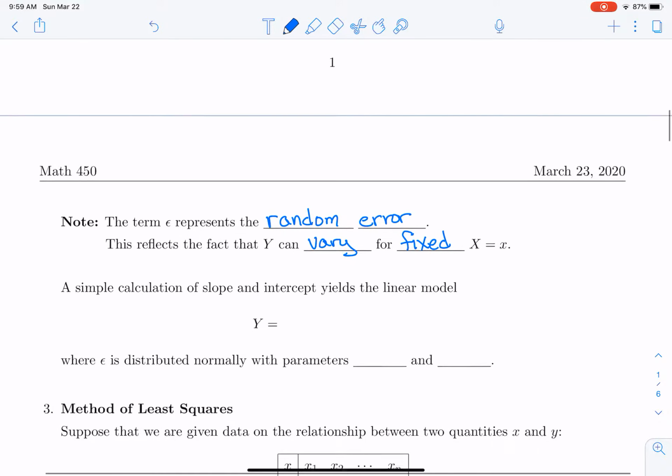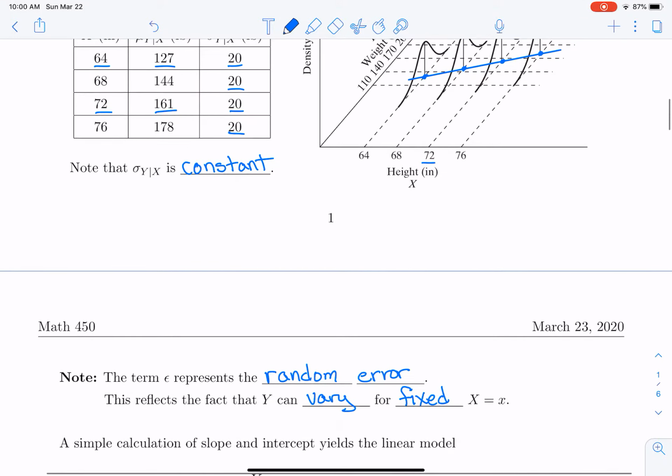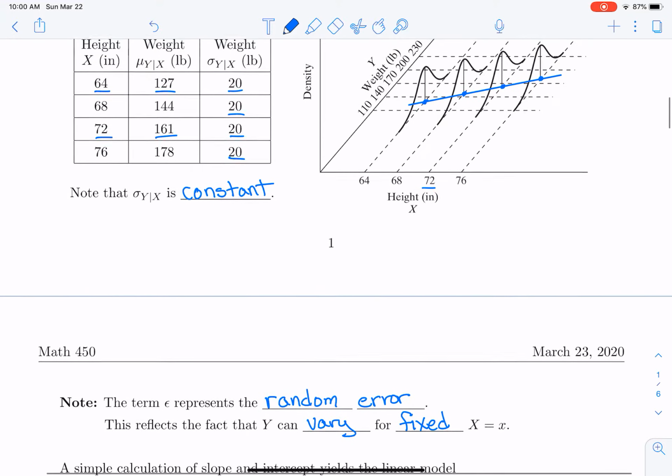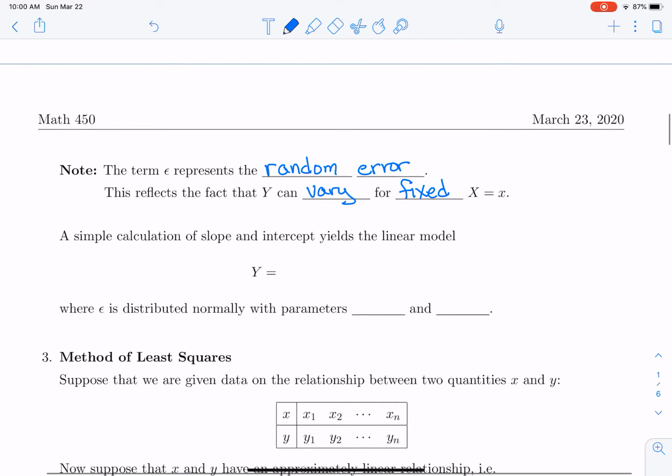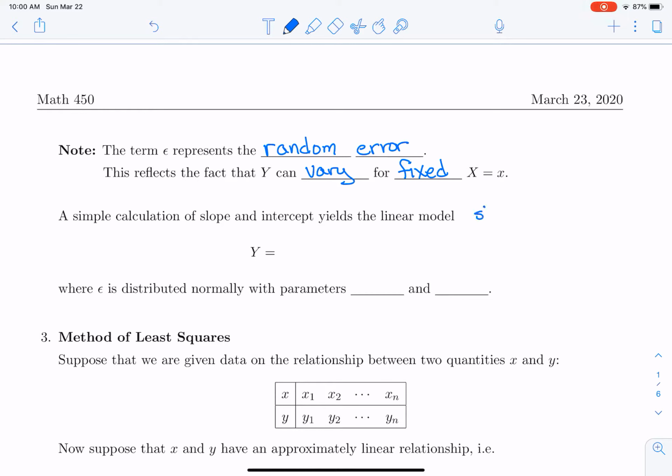Now, if you go back to this chart, you'll notice that the weights seem to go up by 17 for every 4 inches in height. So we expect that the slope is going to be 17/4. That's going to be 4.25.